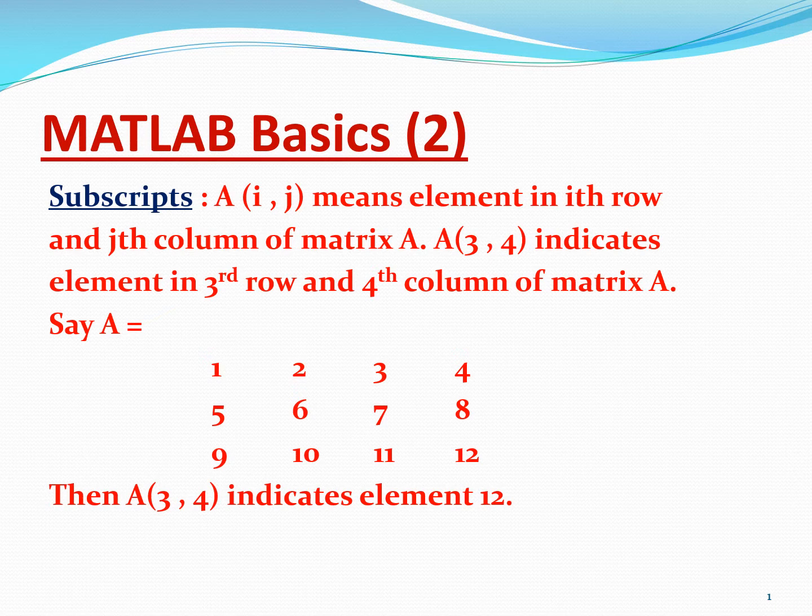Say, for example, A is equal to 1, 2, 3, 4, 5, 6, 7, 8, 9, 10, 11, 12, as it is shown. Now this is a 3 row, 4 column matrix. Then A(3, 4) indicates element 12 in this matrix, as you can see.